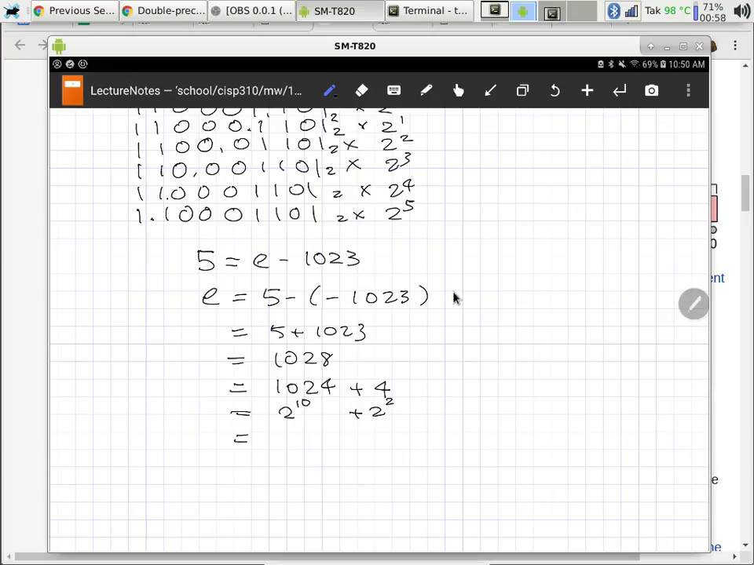2 to the power of 10 as a binary number is 1 followed by 10 zeros. So we have 1, 2, 3, 4, 5, 6, 7, 8, 9, 10 zeros in base 2, representing 2 to the power of 10. And 2 to the power of 2 is 1 followed by 2 zeros in base 2. So when you add up these two, it doesn't matter what base you're in, it will still give you the same answer: 10000000100 in base 2. So now we have figured out what E is supposed to be. The 11 bits, the green portion, is supposed to be 1, 0, 0, 0, 0, 0, 0, 0, 1, 0, 0 in base 2. Are we okay so far? Yes.